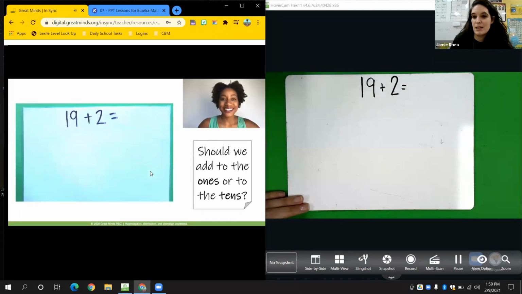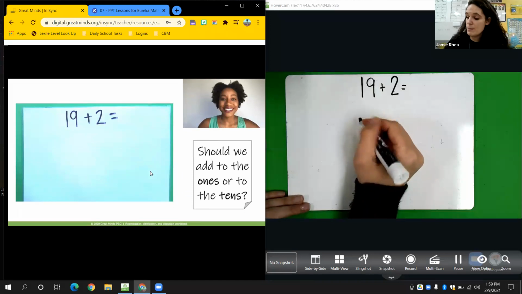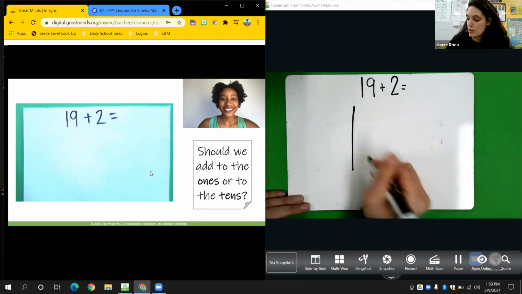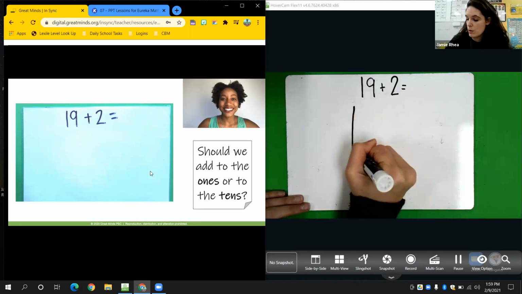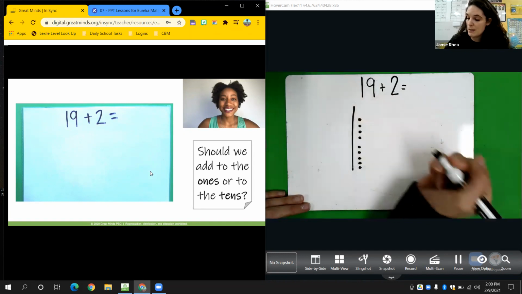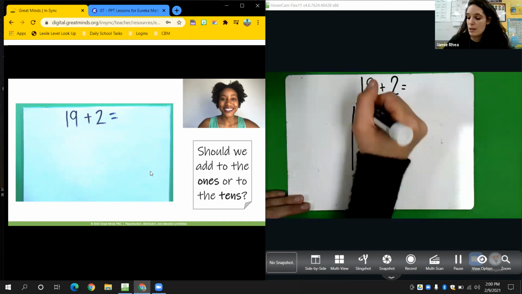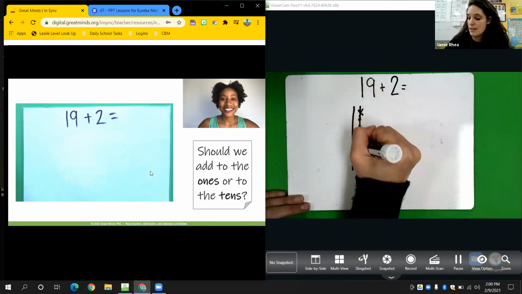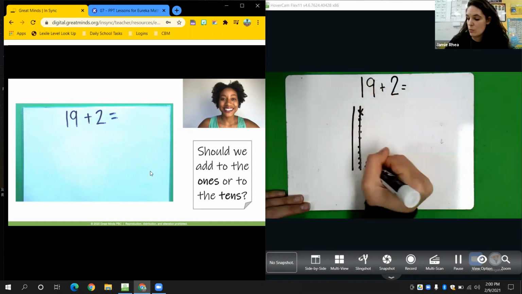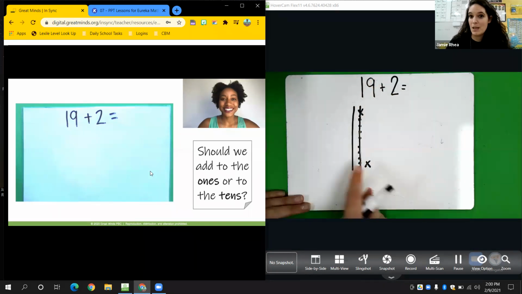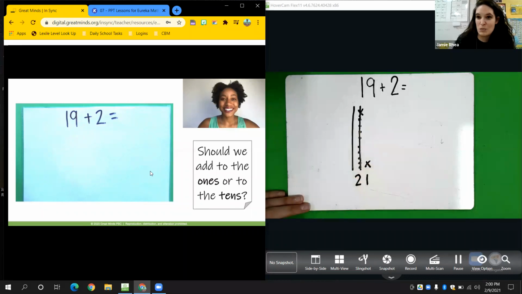I'm gonna pause her so we can have some time to do this. So let's make 1 ten and 9 ones. 1, 2, 3, 4, 5, 6, 7, 8, 9. Now I need to add 2 ones. I know that 1 more to the 9 makes a whole 10. And then here's my other 1, 2. I have 2 right there. Guys, I see 2 tens and 1 one. 2 tens and 1 one. I think that's right.